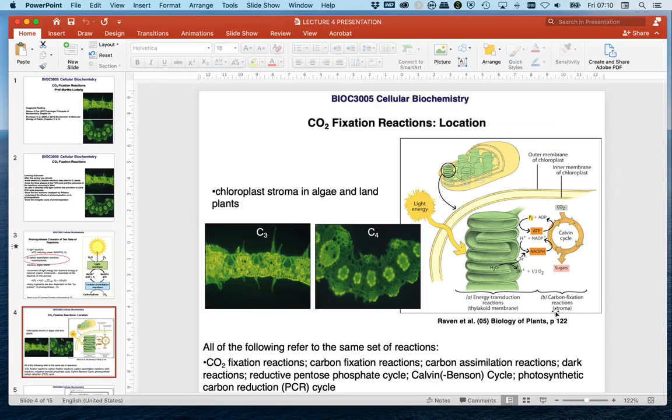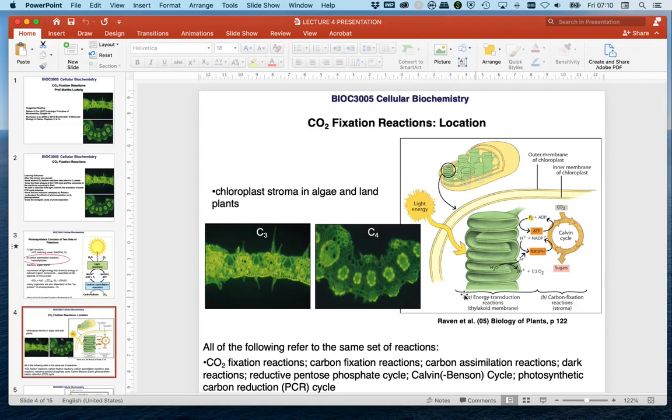So where are these reactions taking place? Well, in the chloroplast, as you would expect, but they take place in the stroma part of the chloroplast. Remember, the stroma is the region of the interior of the chloroplast not taken up by the thylakoid membranes.